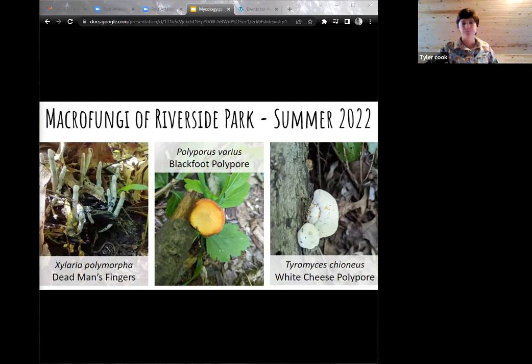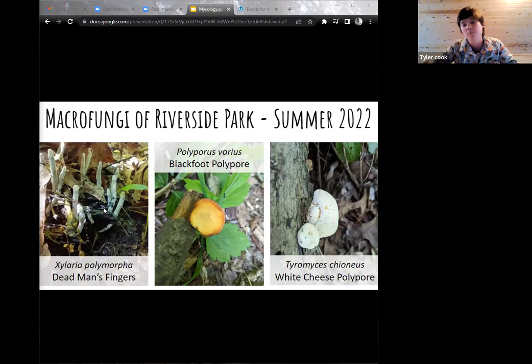So the first one that I'll talk about is Xylaria polymorpha, which is aptly named dead man's fingers. Here they are white because they're covered in a spore surface, but they eventually turn grayish, and they kind of resemble burnt, dried out fingers reaching out of the ground for an unwitting passerby to drag them down into the depths of the earth. But don't worry, they're just saprobic fungi, which means they only live on decaying hardwood stumps and logs, usually near the base of the stump.